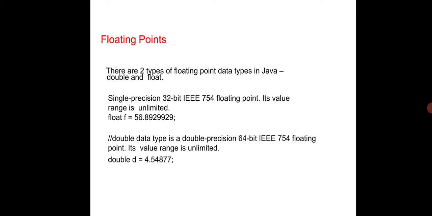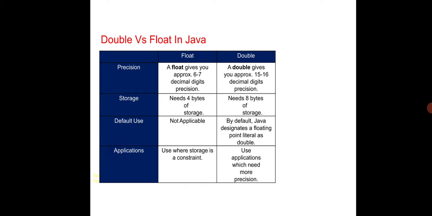Then floating point has float and double. For float we have a 4 byte value. For double we allocate an 8 byte value. So if you need the highest precision you can use double. Then this is the difference between float and double.